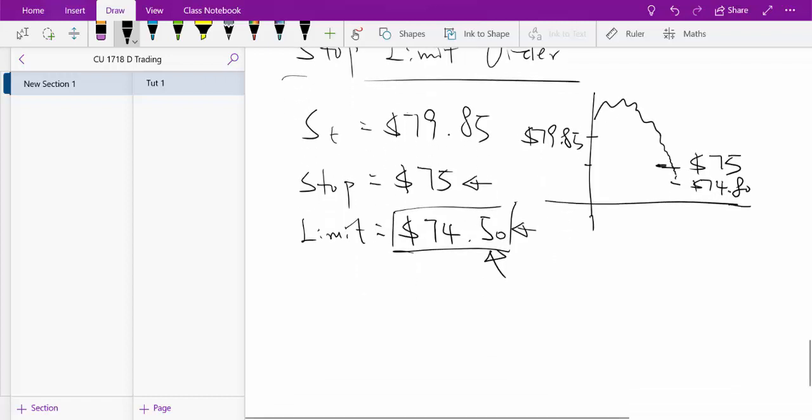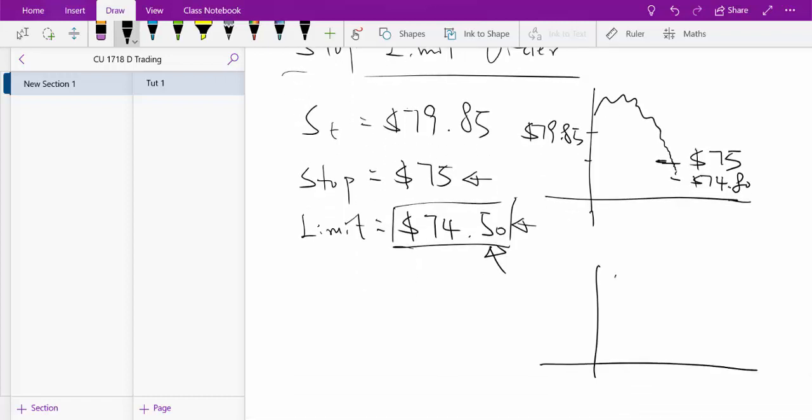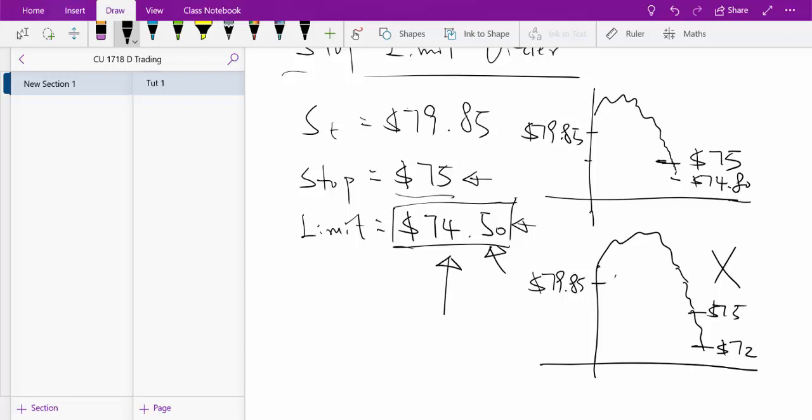But in another scenario where it's 79.85 now, and then it hits 75, and then it went straight to 72. Here, you won't trade. You won't trade because you set a limit. You said, I want to sell when the market trades through 75, but I don't want to sell cheaper than 74.50. Is everyone okay with that?